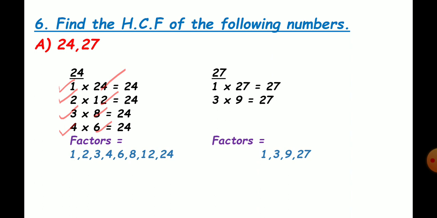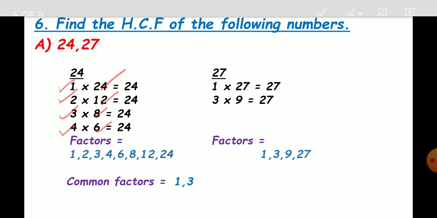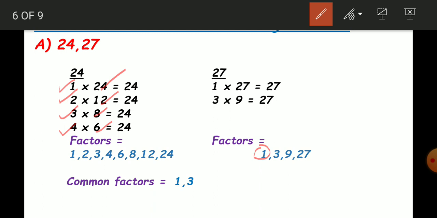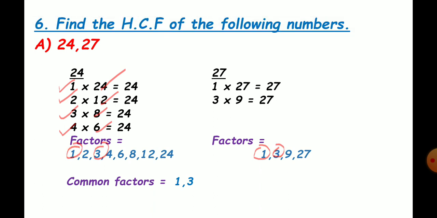Here first find the common factors. Which are the common factors? 1 and 3. Yes, so only 1 and 3 are common, right? Here you have 1 and then 3. Here you have 1 and then you have 3. So those are the common numbers. Now out of the common factors, which is the highest number, the biggest number? So that is the HCF, highest common factor. That is 3. That's it, children.